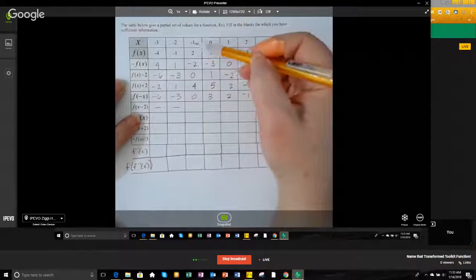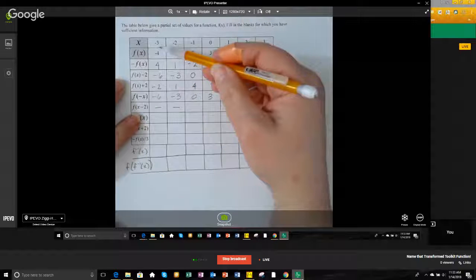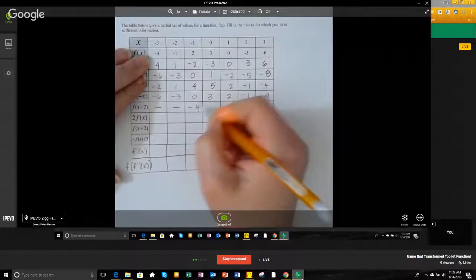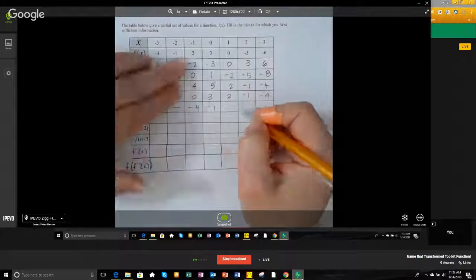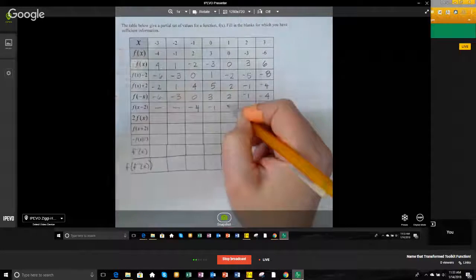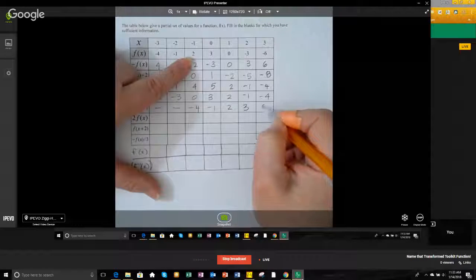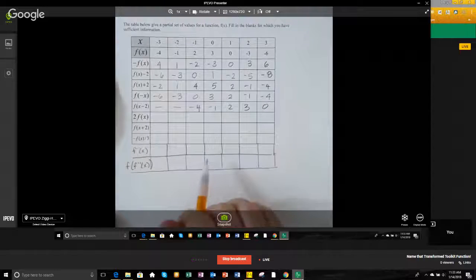And now f of -1 minus 2, which means I'm going to get f of -3, which is going to be -4. So we're going to have -4. And then I'm just shifting everything to the right by 2. I'm going to use all these values and move them right by 2.